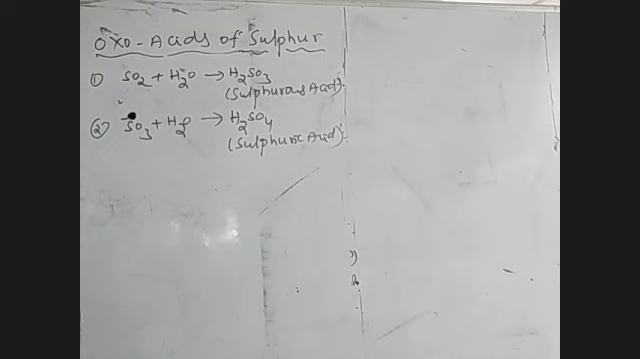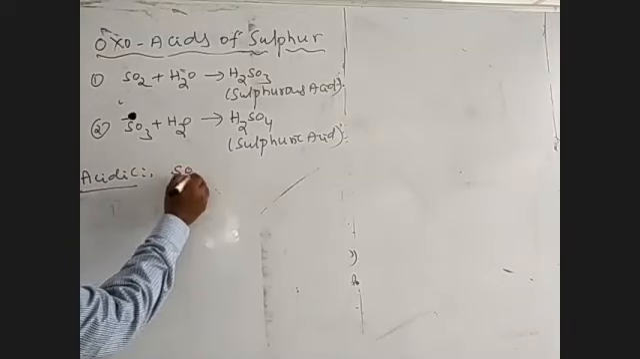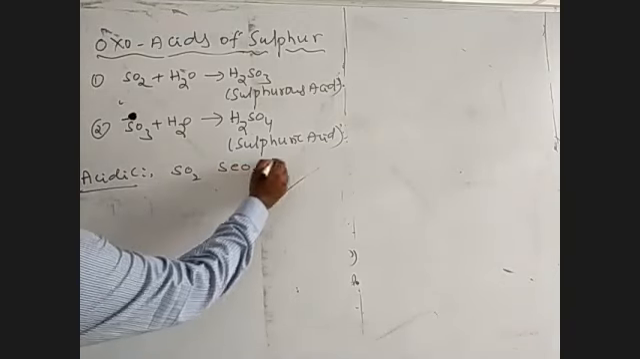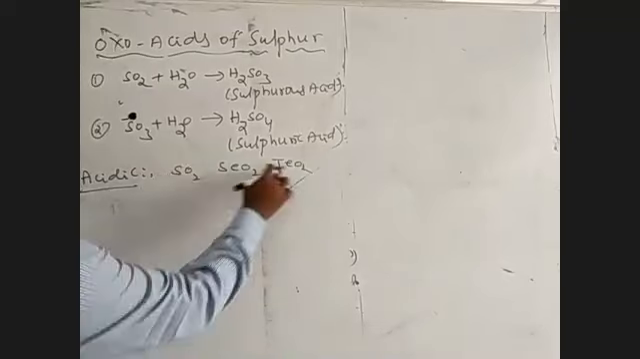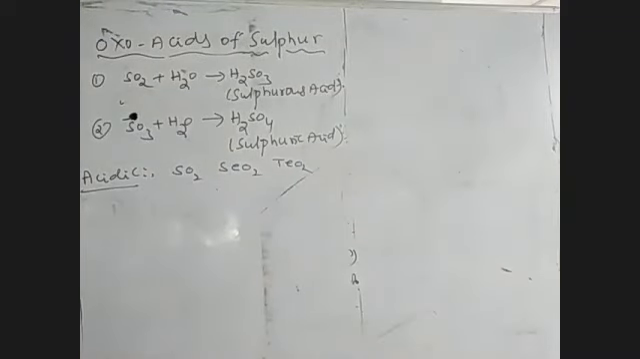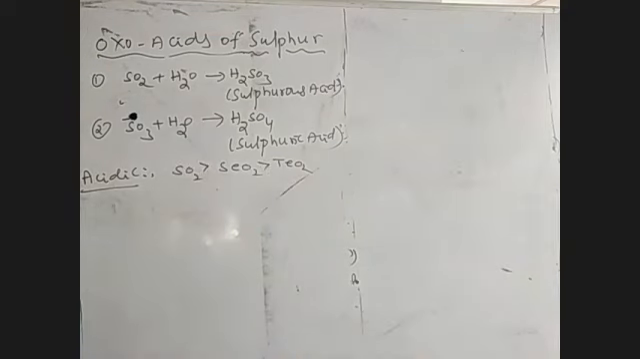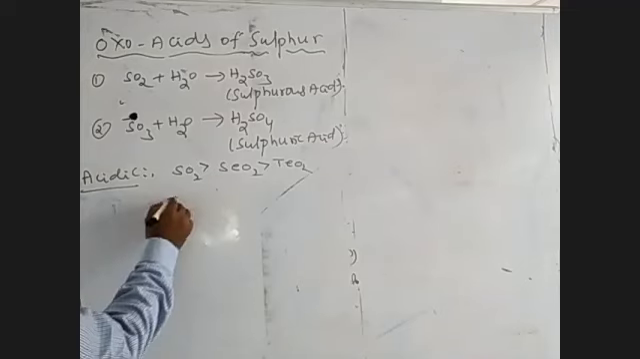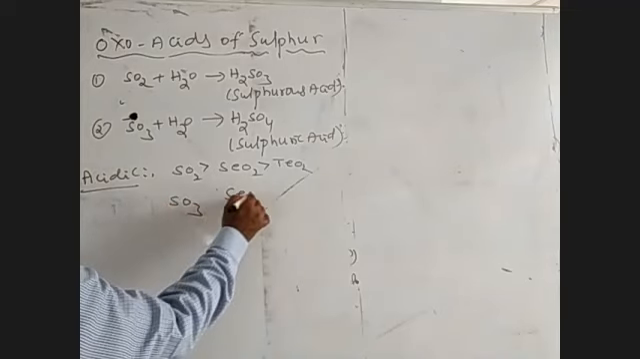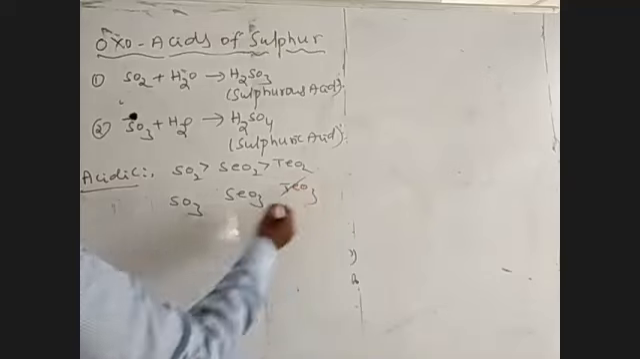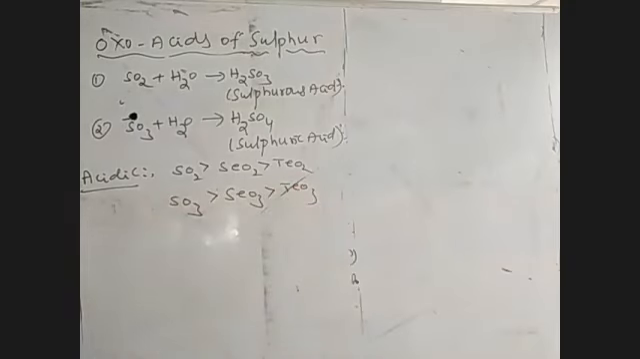Now the acidic nature of the oxides SO2, SeO2 and TeO2, of sulfur, selenium and tellurium. Here sulfur is a strongly non-metal. SO2 is more acidic than SeO2, and SeO2 is more acidic than TeO2. Similarly for SO3, SeO3, TeO3: SO3 is more acidic than SeO3, and SeO3 is more acidic than TeO3.